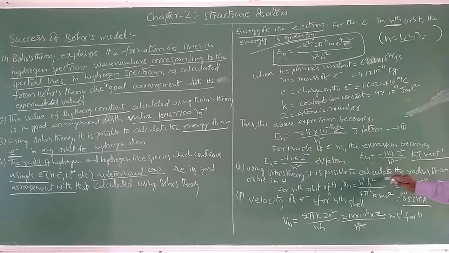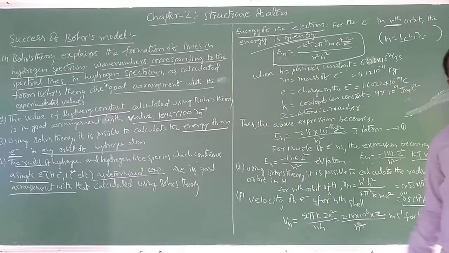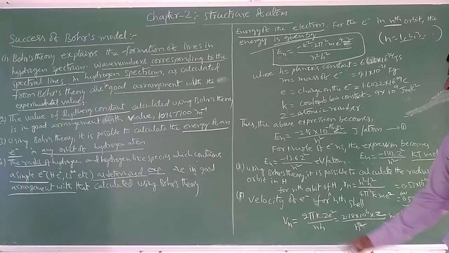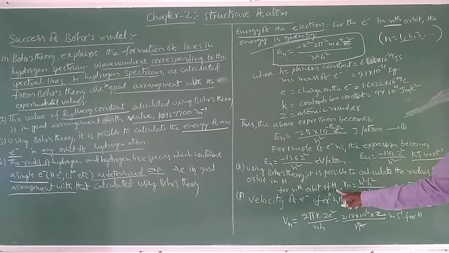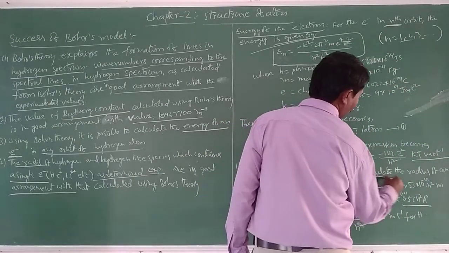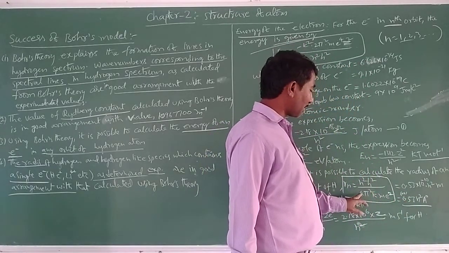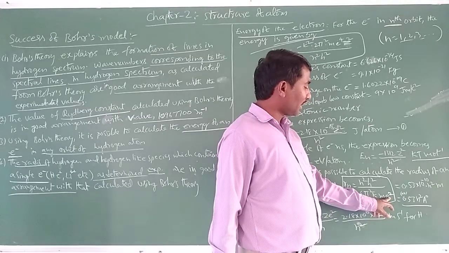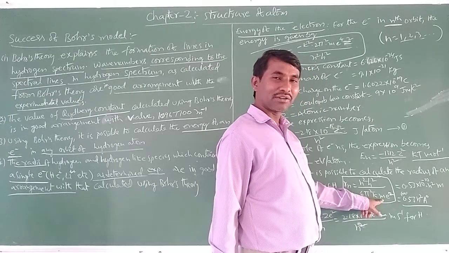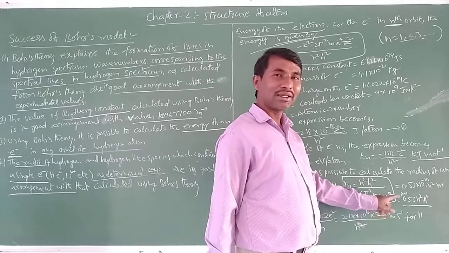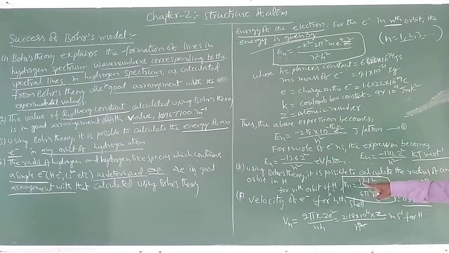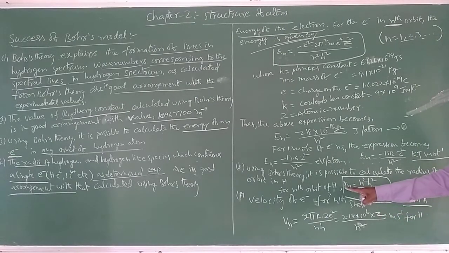Using Bohr's theory, it is possible to calculate the radius of any orbit in hydrogen. So for the nth orbit of hydrogen, Rn equal to radius. Rn equal to n square h square by 4 pi square k m e square. K means Coulomb constant, m means mass of electron, e means charge on the electron. n is the number of the orbit, h is Planck's constant, and Rn means the radius of the nth orbit.